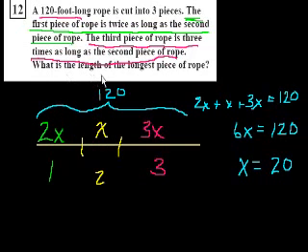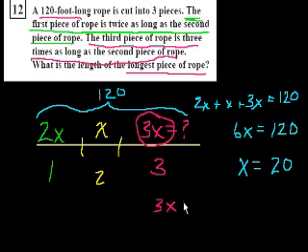But they want to know, what is the length of the longest piece of rope? Well, the longest piece of rope is clearly piece 3. It's 3 times the second piece. Piece 1 was only 2 times. So they want to know what 3x is equal to. 3x is equal to 3 times 20, which is equal to 60 feet. And that's choice C.